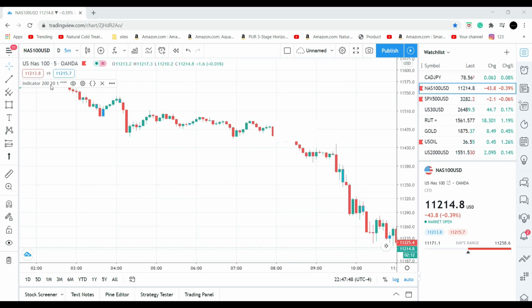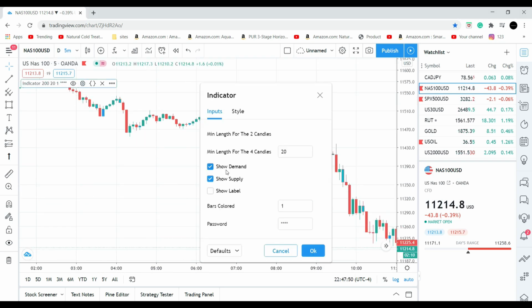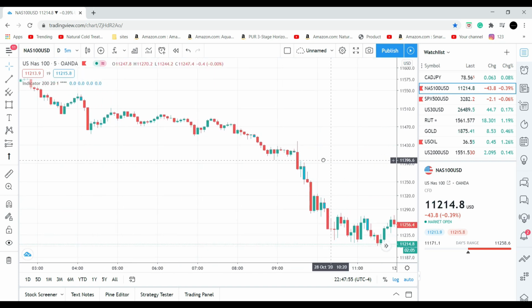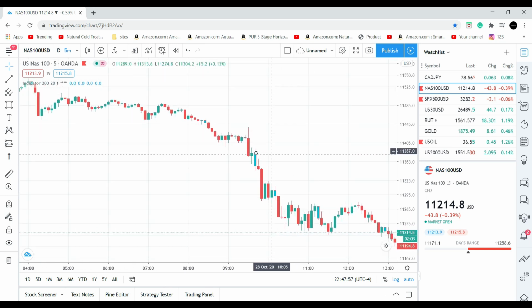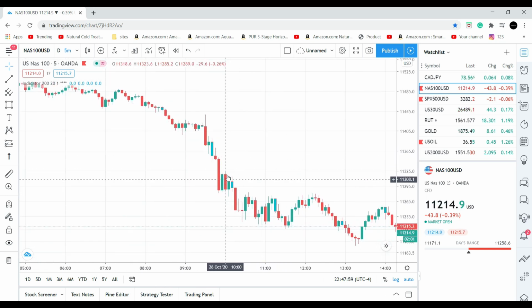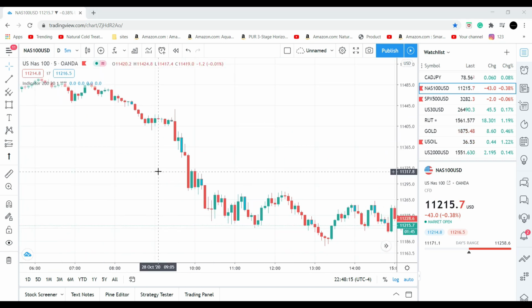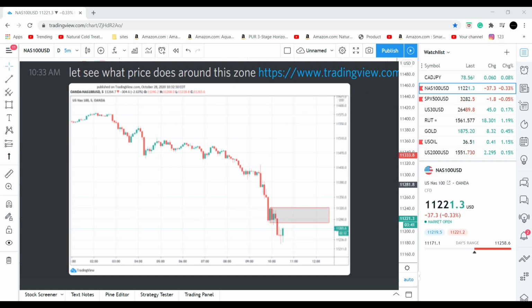So this was yesterday, so we're going down, so we only need supply. So let's turn off demand. So we're only looking at the supply zones. So I had a supply zone right here. And let me show you guys the screenshot in the private group. So yesterday I posted, I'm watching the zone right here. Let's see how price reacts to the zone. Because you don't want to, as soon as price gets to the zone, just sell.